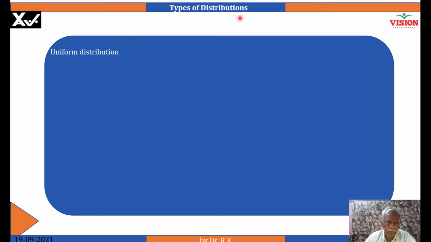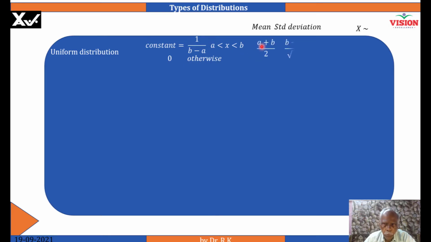The types of distribution we will see. Uniform distribution, it is given by the function y is equal to 1 by b minus a, where x is greater than a and less than b. Otherwise, it is 0. The mean is given by the expression a plus b by 2. That is, if a is 1, b is 2, it is 3 by 2, 1.5 is the mean. And 1 by root of 12 is the standard deviation. And this is written and read as x is distributed uniformly between a and b, between 1 and 2, when I say a is equal to 1 and b is equal to 2.